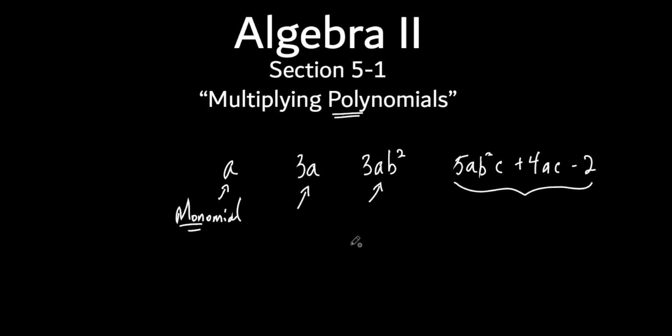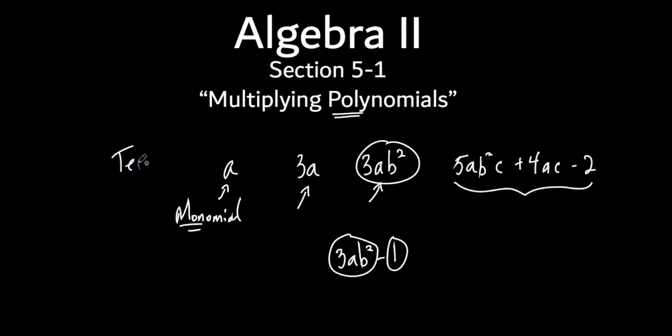This would not. Let's put one with 2 in there. What if I had 3ab squared minus 1? This would be a binomial, right? Because the terms are all separated with a plus or a minus. Is there any plus or minus in between any of these? No, so this is just considered one term. Even though there's 1, 2, 3, 4 different things in here, it's still considered a monomial because nothing's being added or subtracted to it. Everybody got that?